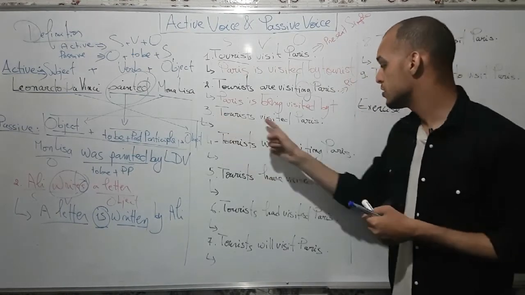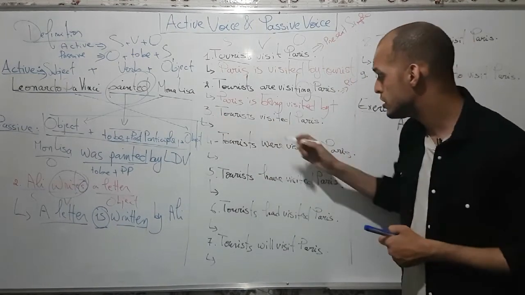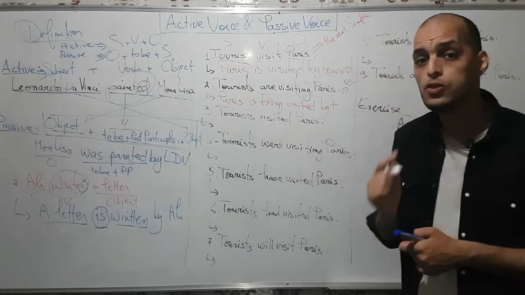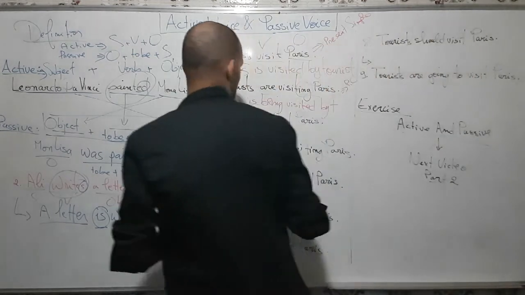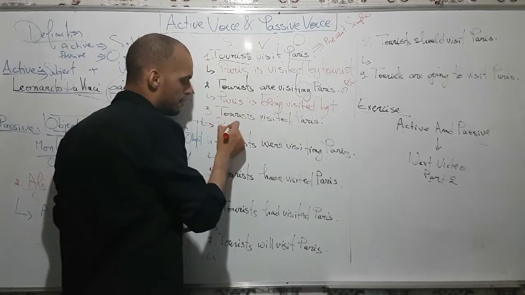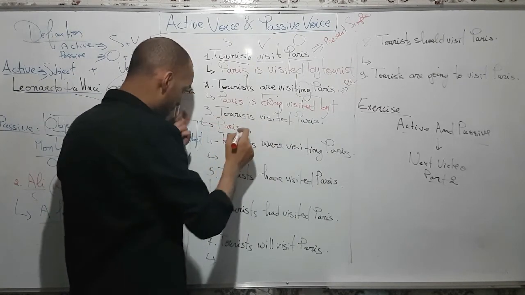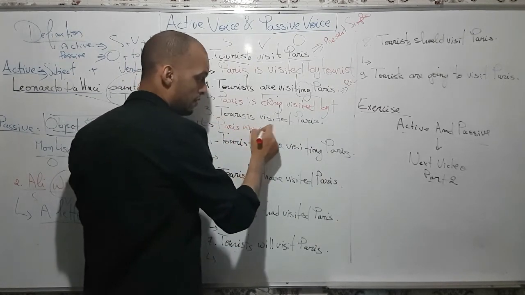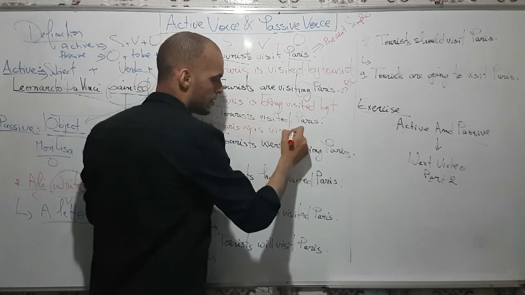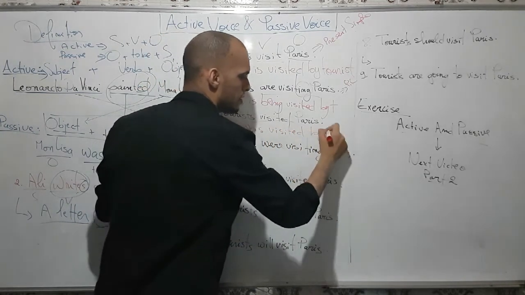Number three, sentence number three. Okay, tourists visited Paris. Look at here, visited is in the past simple. We say Paris was visited by tourists.